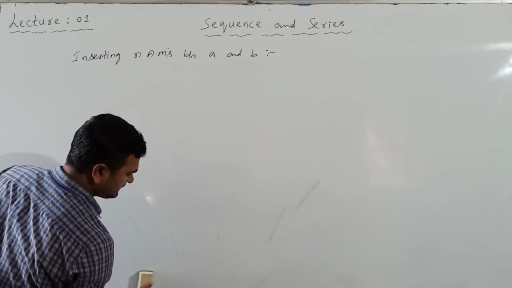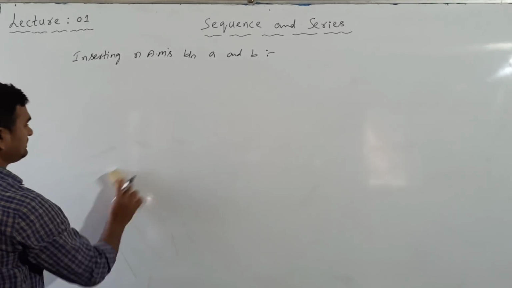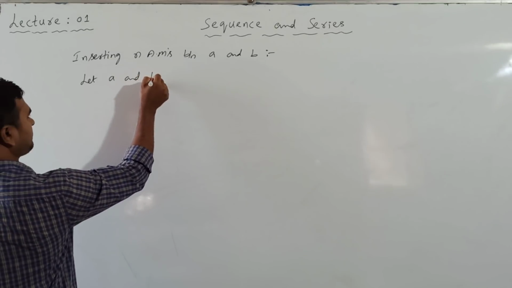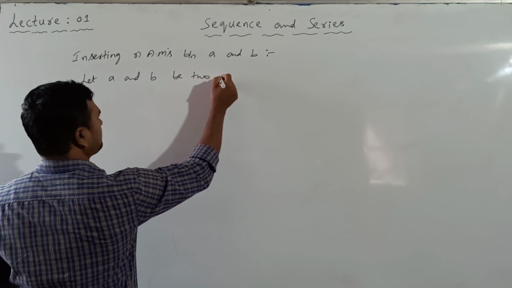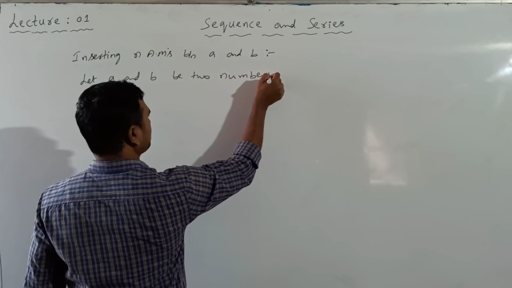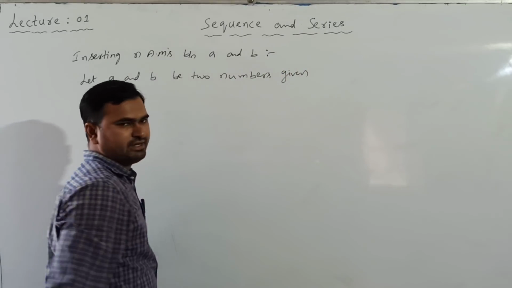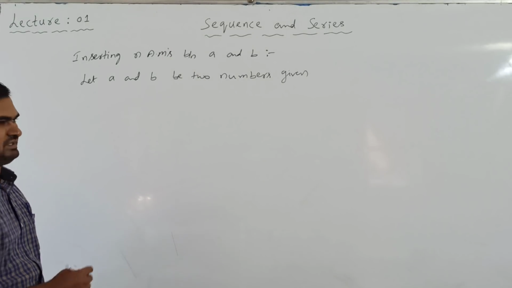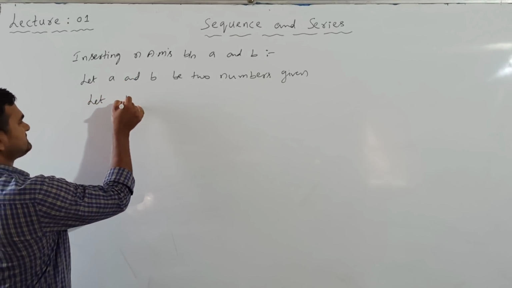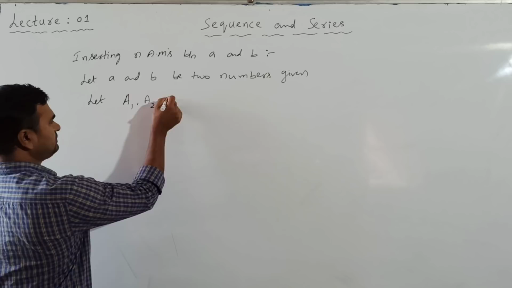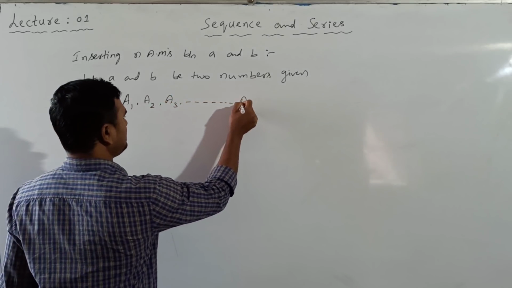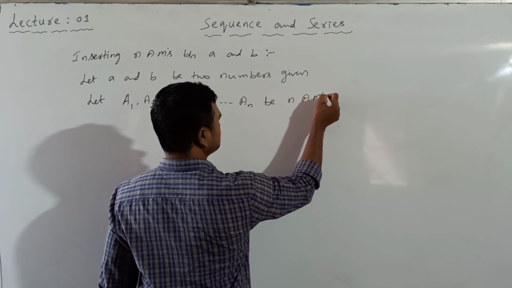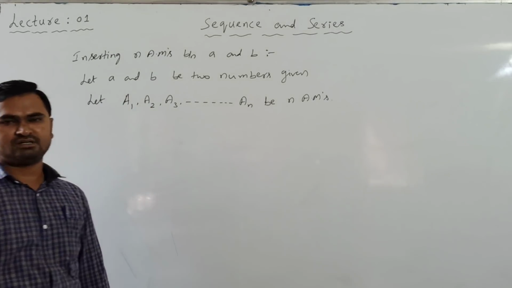So in between A and B, we are taking n numbers. Let A and B be two given numbers. Now in between them, we want to insert n arithmetic means. Let us take the arithmetic means as A1, A2, A3 up to An. These are the n arithmetic means.